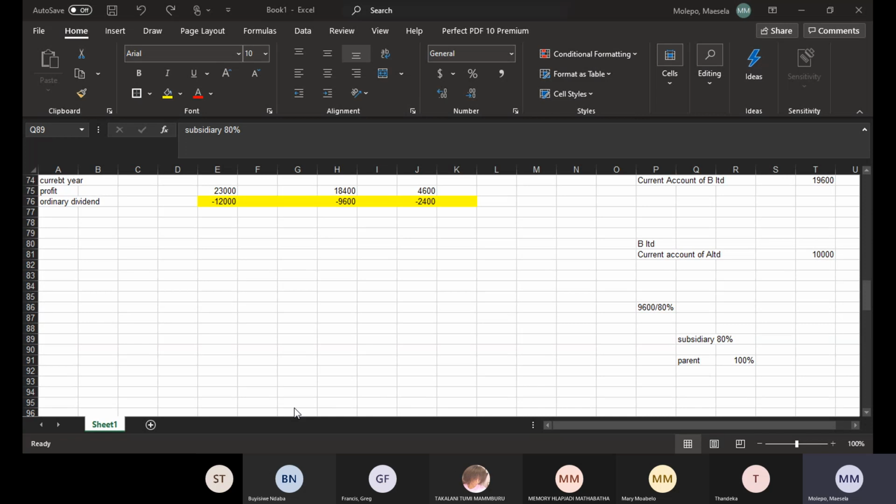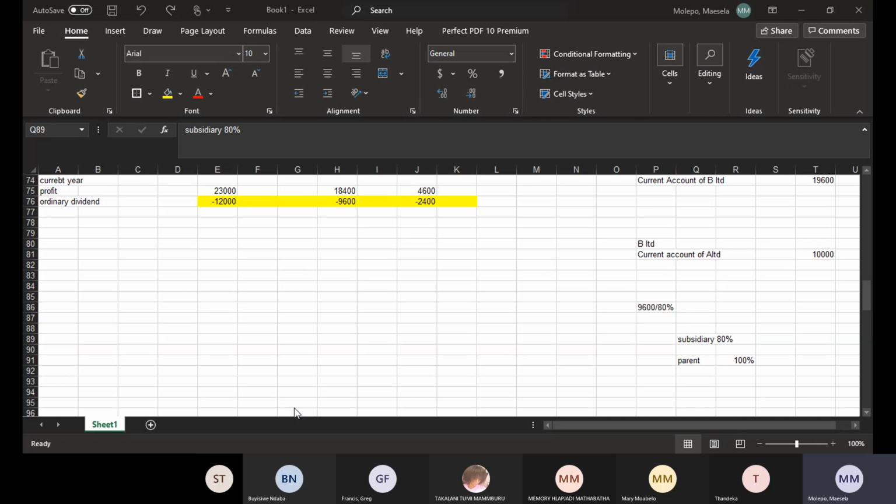In example four, the parent made no provision for dividends at all. However, the subsidiary decided to declare dividends, even though I didn't make any provision. Since I didn't make any provision, there was no impact on my current account, because we assumed the subsidiary was not entitled to pay anything to us. But he decided to declare the dividend out of the profits he realized, and found it would be a good thing to do.